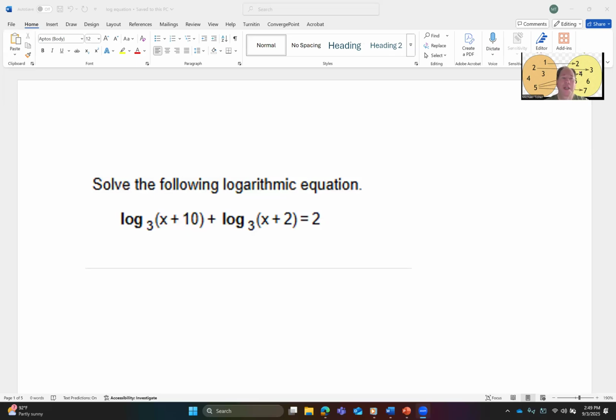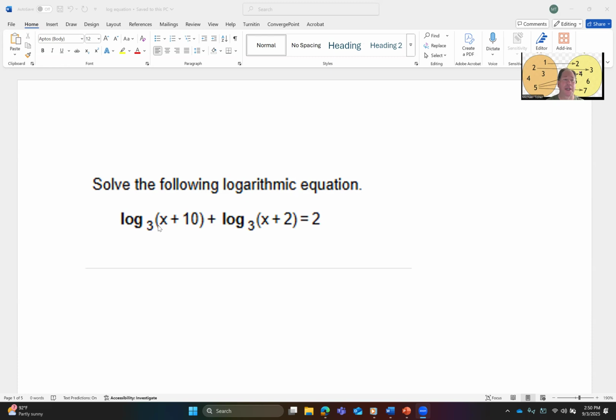Hello, everybody. Today, let's solve this logarithmic equation that says log to the base 3 of (x plus 10), plus log to the base 3 of (x plus 2), equals 2. So here, we would like to try to get the x by itself, which at first glance is not exactly obvious, is it? That's because one of the problems is that we have two logs right here.